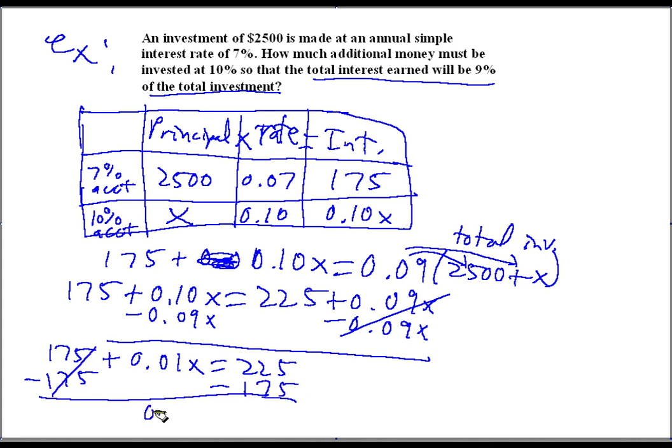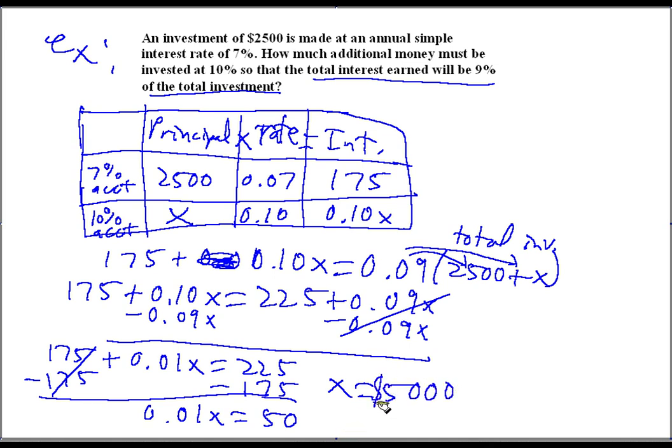So then I have 0.01x is equal to 50. So divide both sides by 0.01. I ran out of space here, but divide both sides by 0.01 to solve for x. So x is equal to $5,000.